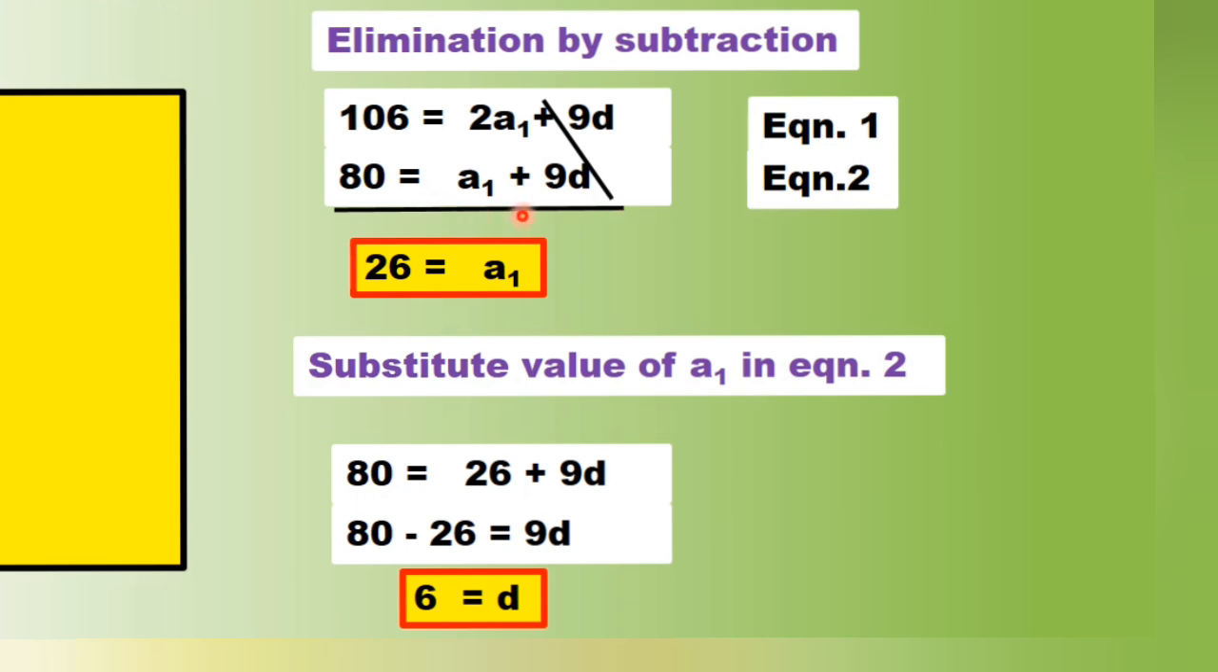Solving for A sub 1, we use elimination by subtraction. So, equation 1 minus equation 2 yields 0, A sub 1 minus... 106 minus 80 is equal to 26. So, the value of A sub 1 is equal to 26. Substitute the value of A sub 1 in equation 2. So, 80 equals 26 plus 9D. So, the value of D is equal to 6.